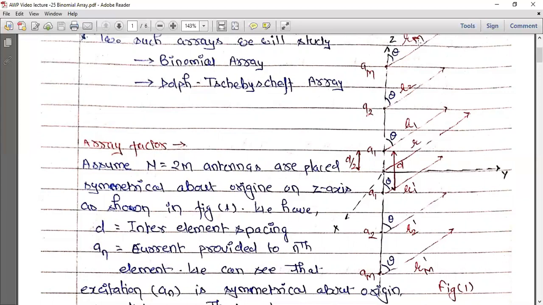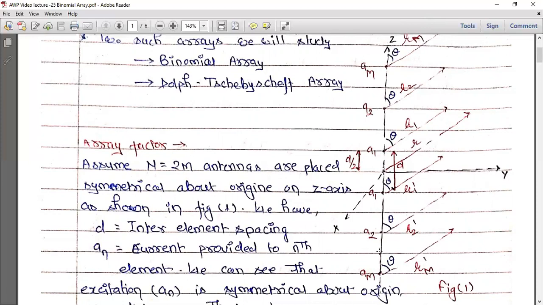If you have an element at z equals 3d by 2, as you can see here, the distance of a2 from the origin is 3d by 2. The distance from a2 to a1 is d, and from a1 to 0 is d by 2, so the total is 3d by 2. So at z equals 3d by 2 an element is placed. Then another element of the same magnitude, the same excitation a2, will be placed at z equals minus 3d by 2.